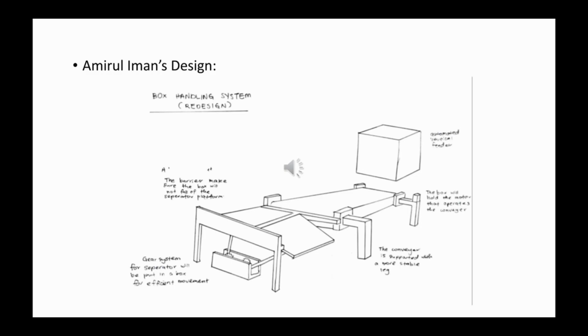Next is Amirul Iman's design, in which he has upgraded the safety system on the conveyor belt. The conveyor is supported with a more stable leg so that when the box is transferred, it will not be shaky. Then he added a barrier to make sure that the box is transferred 90 degrees to the left and right, and the box will not fall off the separator platform.